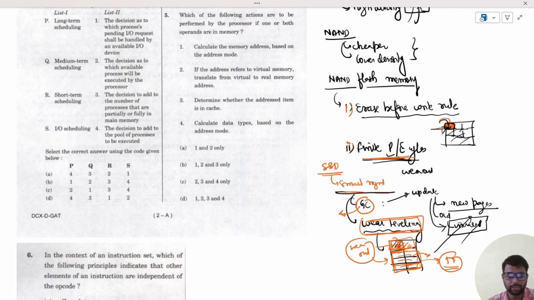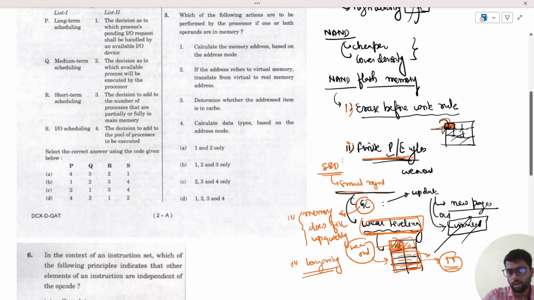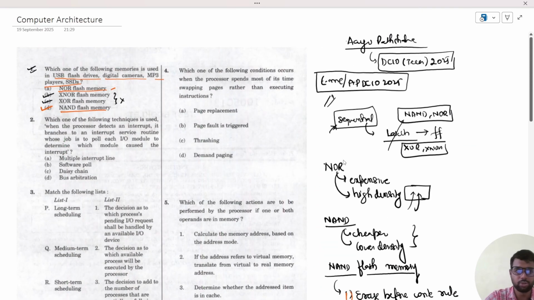If garbage collection is done, what does it ensure? The first thing it ensures is that the memory does not fill up quickly, because after some time it collects all the invalid pages and deletes them. So it frees up the space. The second thing is that it also provides longevity. Longevity means increased lifespan. Wear leveling also does the same thing. So there are two techniques that can be used to overcome the drawback of NAND flash memory: garbage collection and wear leveling. Just remember these two terms.